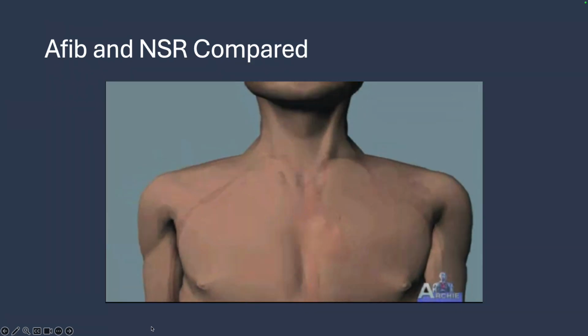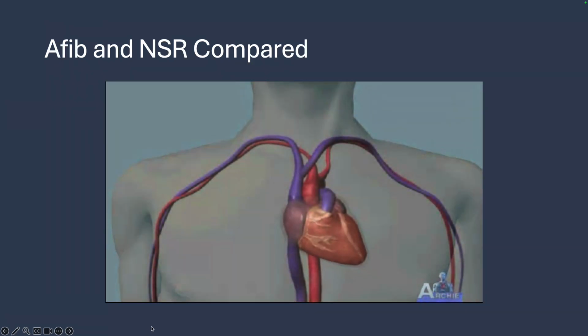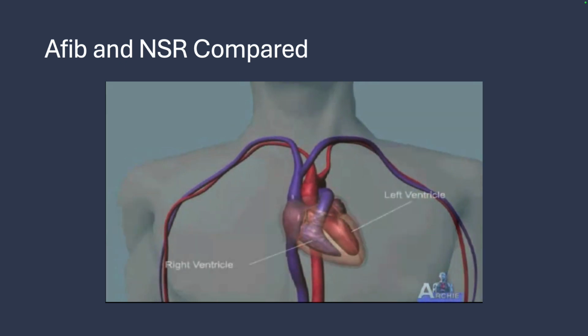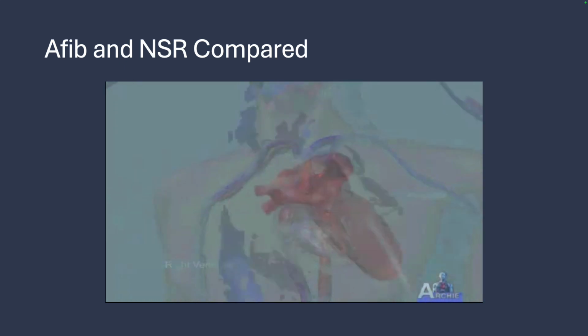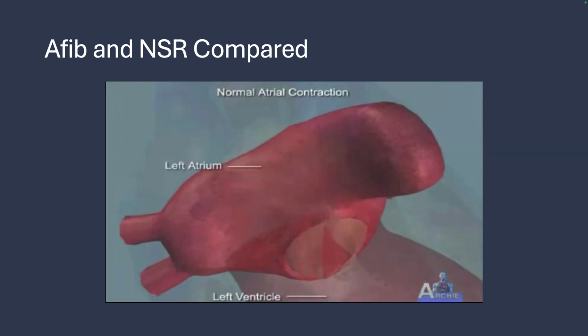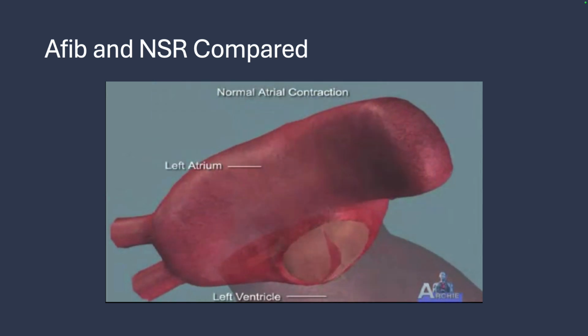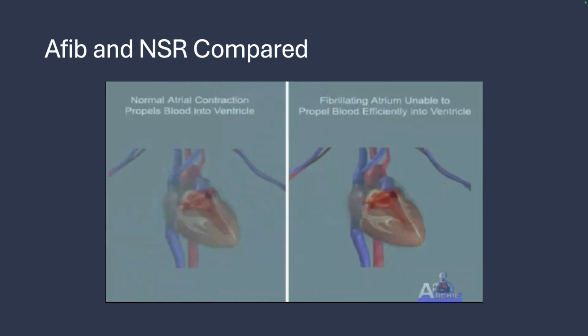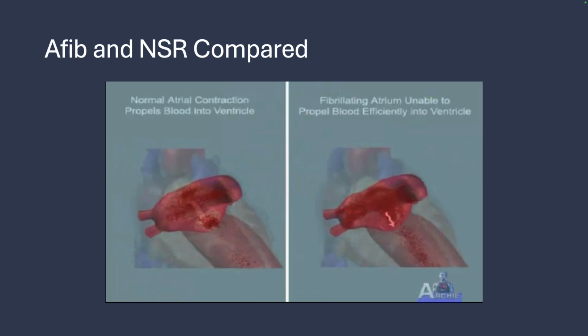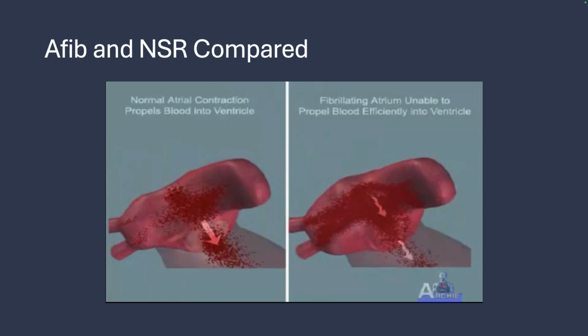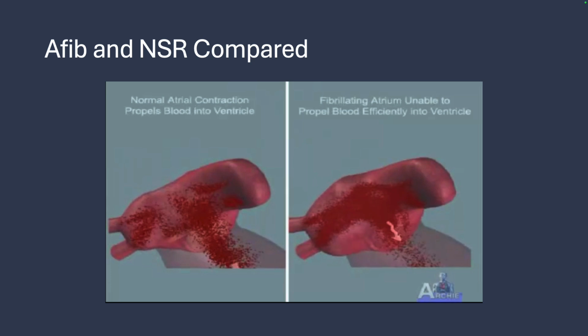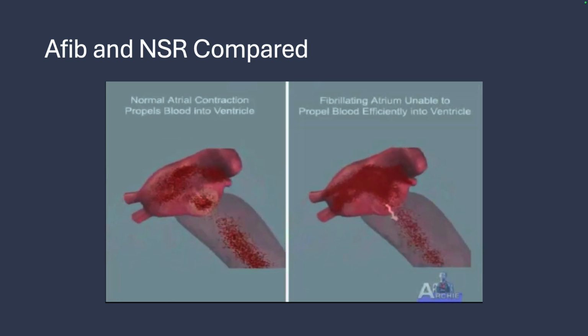The heart is a four-chambered structure. The main pumping chambers are the ventricles, which rely on the atria to supply them with blood. Normal atrial contraction is smooth and organized and allows for the efficient delivery of blood to the ventricle. Compare this with the fibrillating atrium that quivers rather than contracts and is therefore unable to pump efficiently.